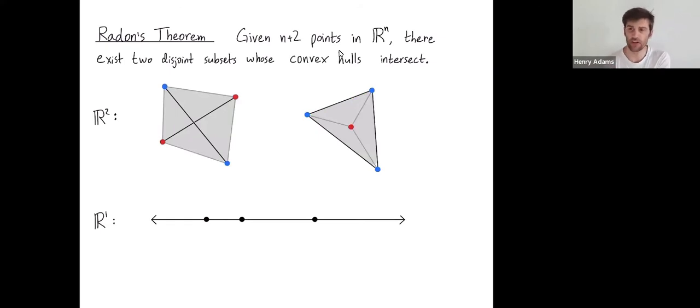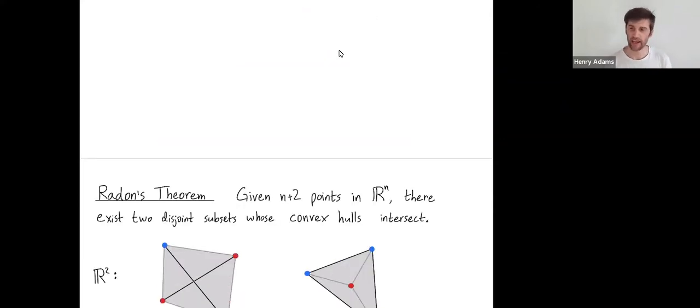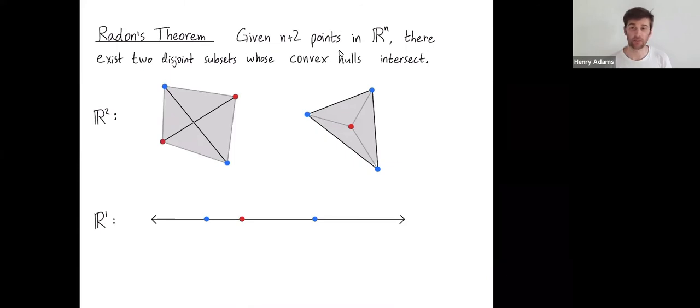We'll see pictures of Radon's theorem also in 1D and in 0D. So in 1D, I now only have 3 points in the line, and I can pick 2 points to be blue and a single point to be red, so that the convex hull of the blue points intersects the convex hull of the red points. And in 0-dimensional space, which is just a point, this is saying that if I have 2 points that collide in a single point, then those 2 points collide.